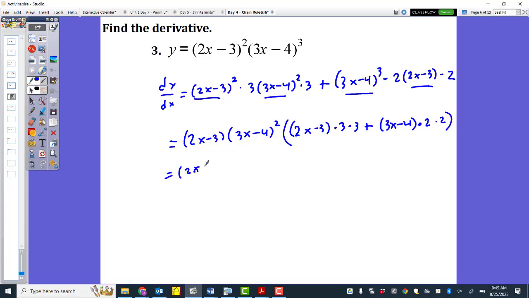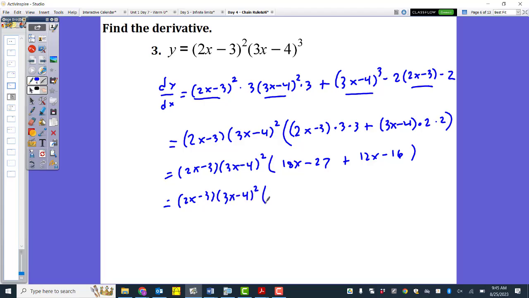So we have 2x minus 3, 3x minus 4 squared, and then here, this is a 9, so 18x minus 27, plus, this is a 4, so 12x minus 16, 2x minus 3, 3x minus 4 squared, so it's going to be 18 plus 12 is 30x, negative 27 minus 16, it looks like is negative 11, and so there would be our final answer. Okay.